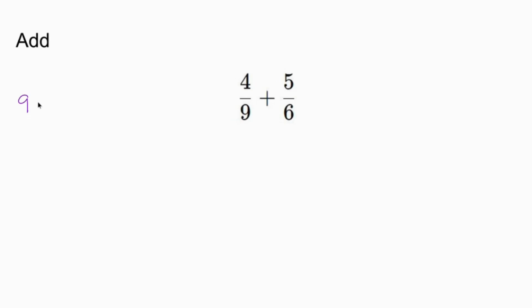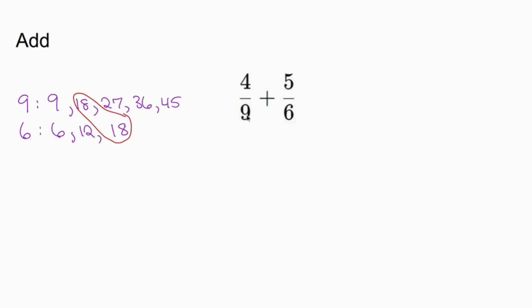What's that? Well, you write out a bunch of multiples of each, and the first number that repeats in both lists is going to be your least common denominator. So some multiples of 9 are going to be 9, 18, 27, 36, 45. Some multiples of 6 will be 6, 12, ooh, 18. Now, the moment I realize that 18 shows up in both lists and it's the first number that does that, I realize that's my least common denominator.